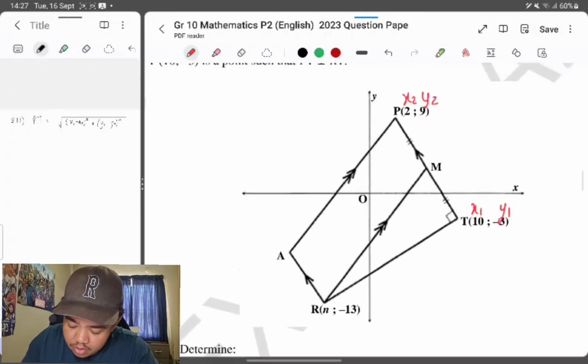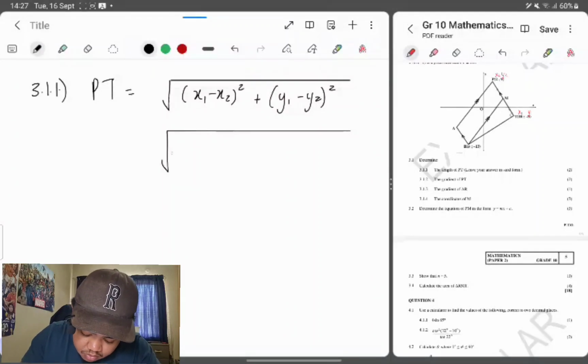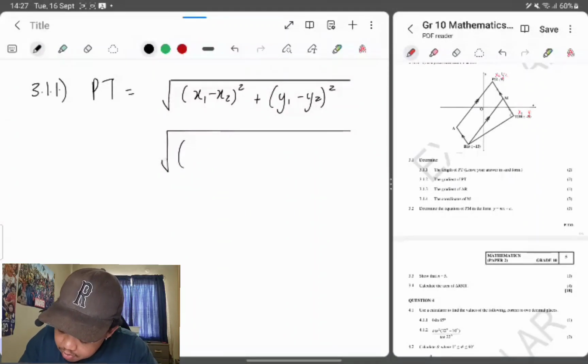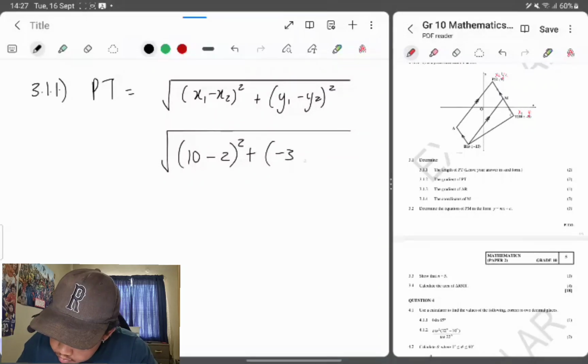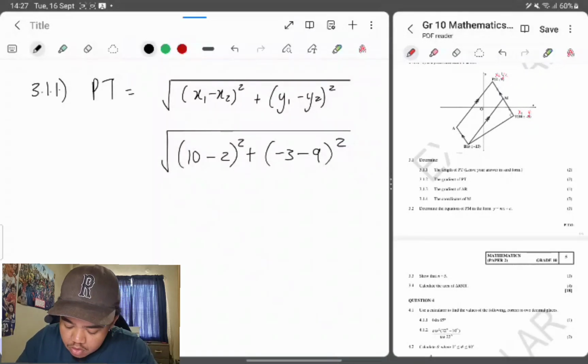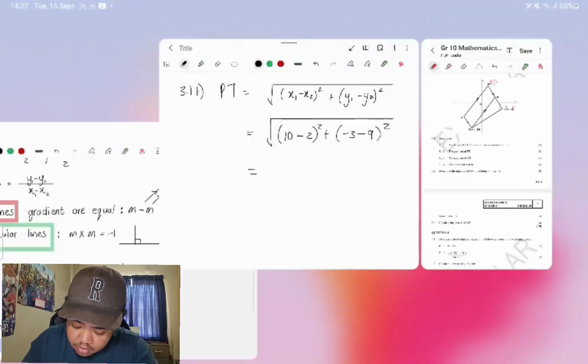Okay, let's substitute it in. So in this case, x1 is going to be 10, minus x2 will be 2 there, to the power of 2, plus y1 will be negative 3 minus 9 to the power of 2. Okay, cool. Let's substitute this in our calculators.